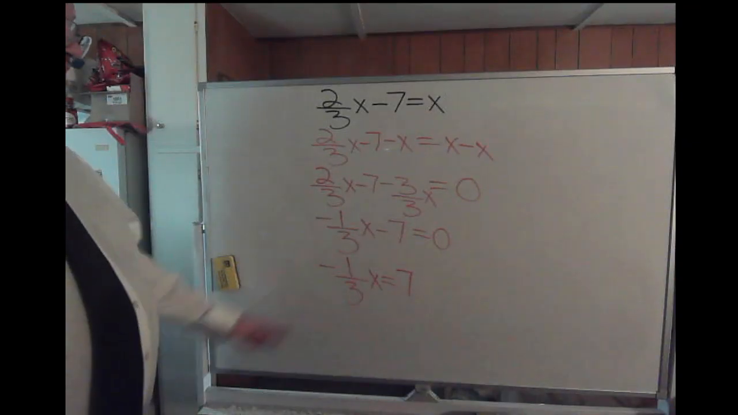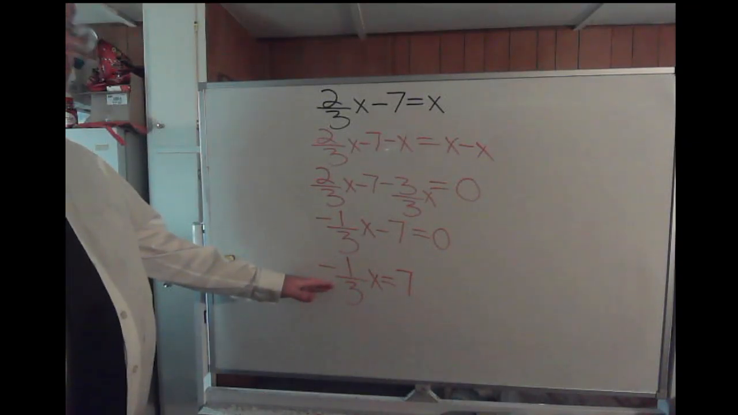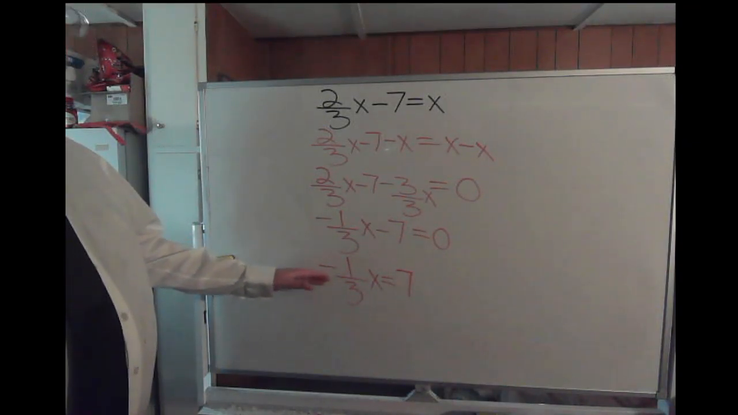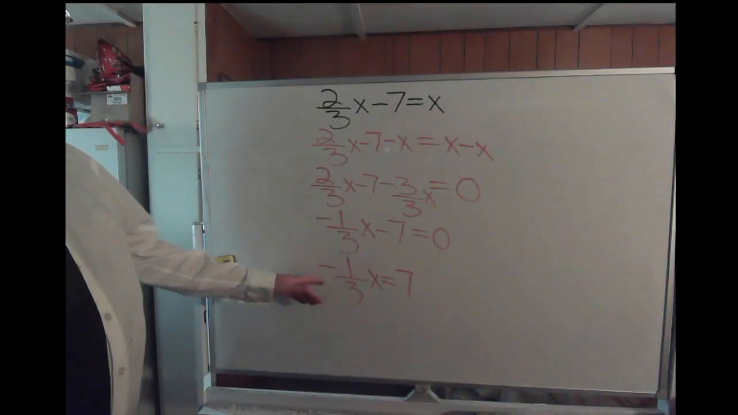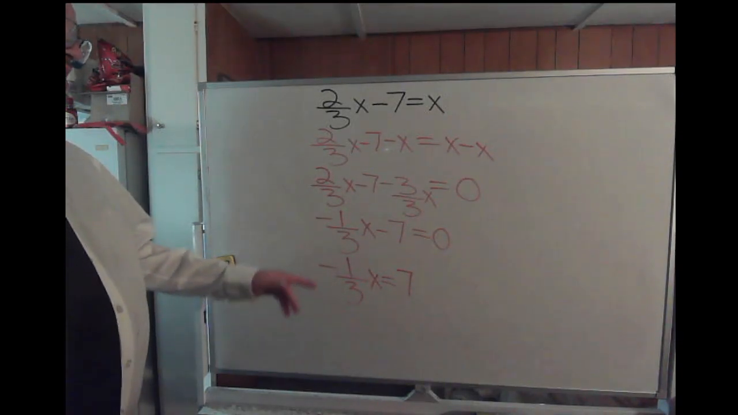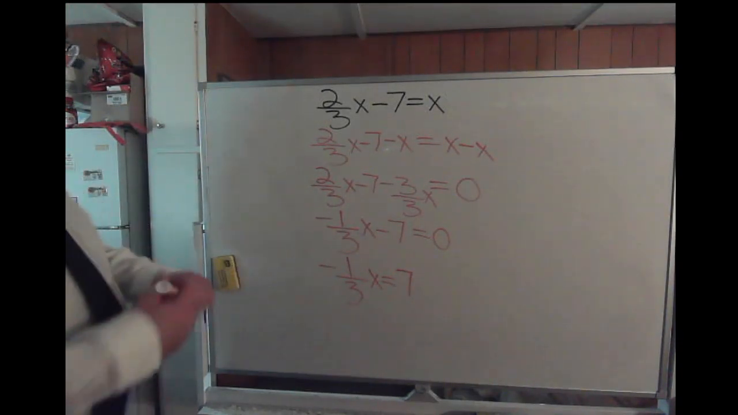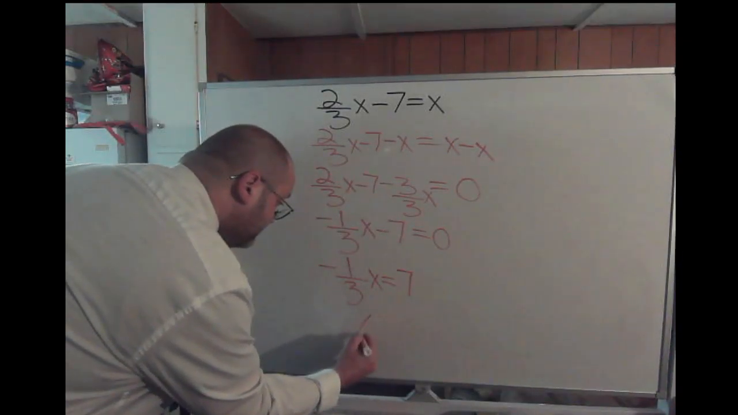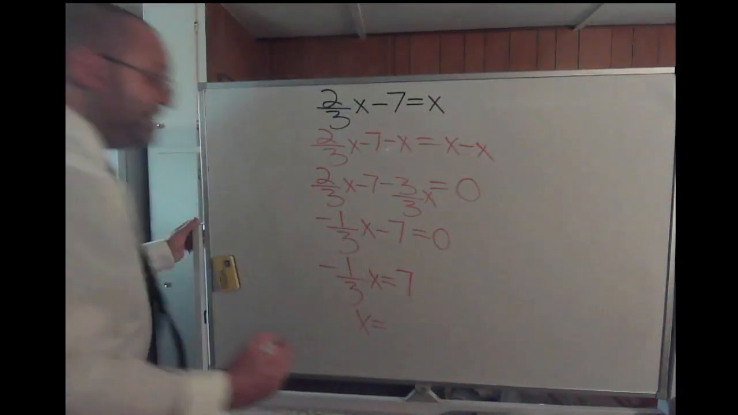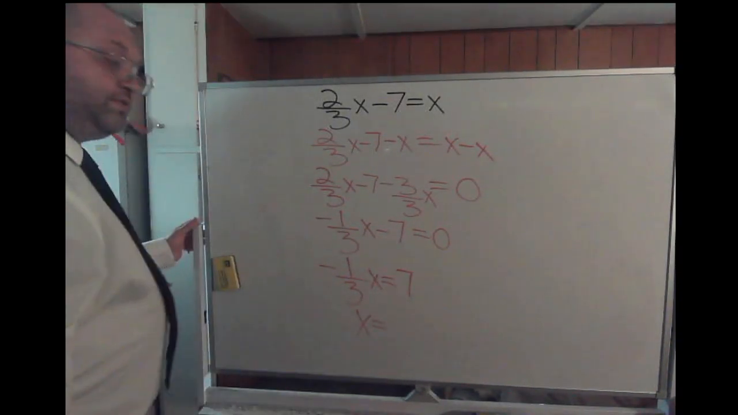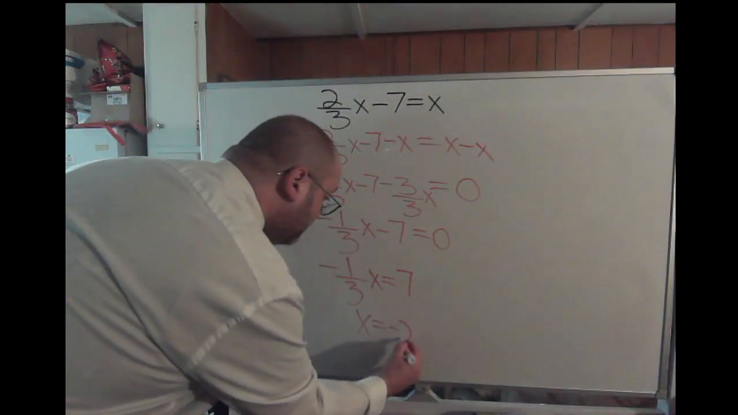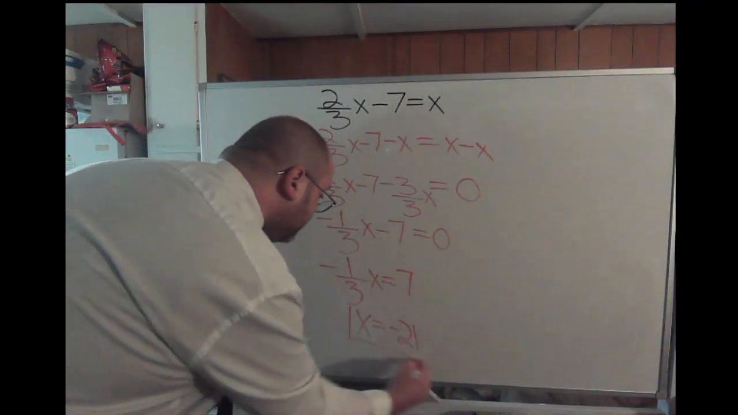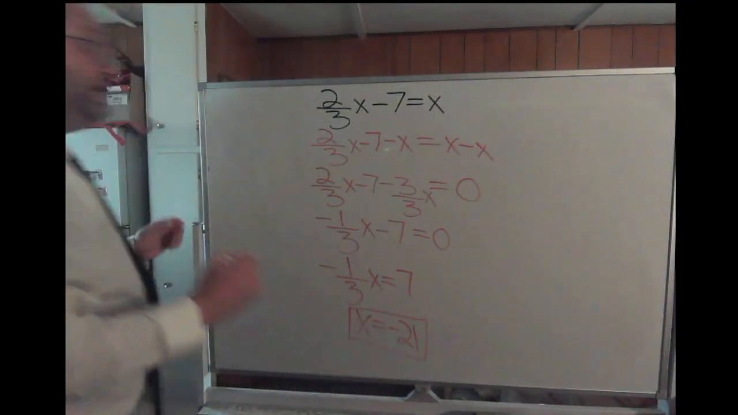Okay? So we have negative 1/3 x on the left, we just want to find x. So you've got to multiply by the reciprocal, which would be negative 3. You multiply the left side by negative 3, you'll just get x. Multiply the right side by negative 3, 7 times negative 3, that's negative 21. So the answer is x would equal negative 21.